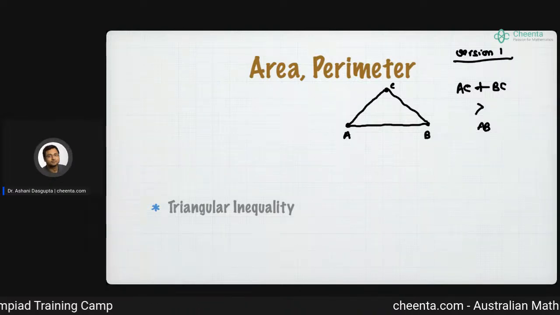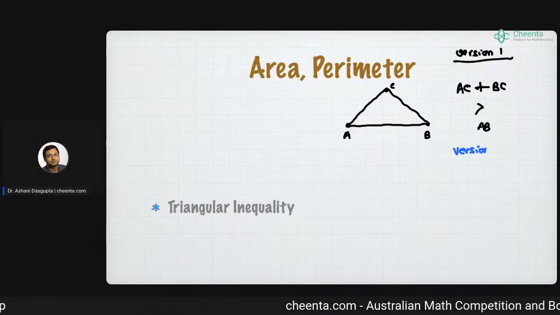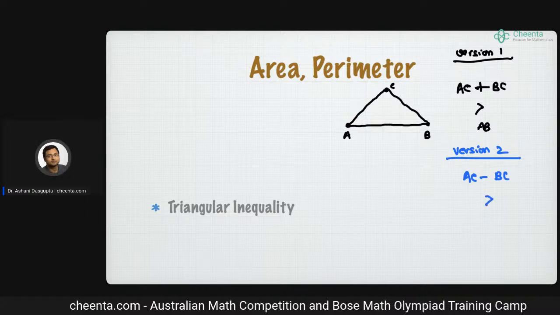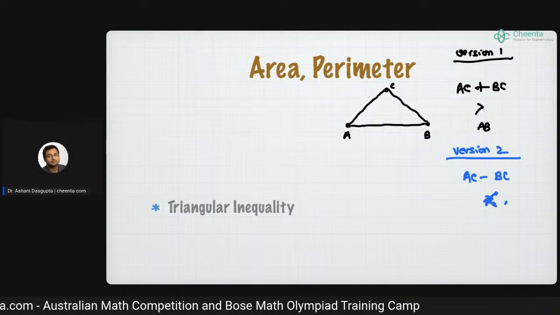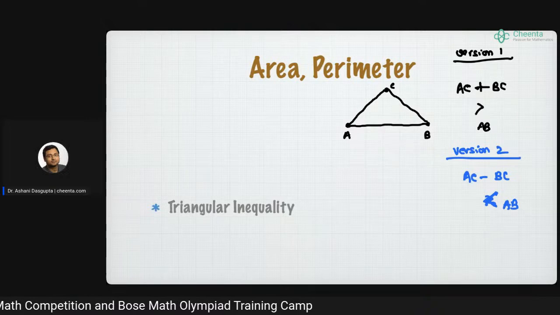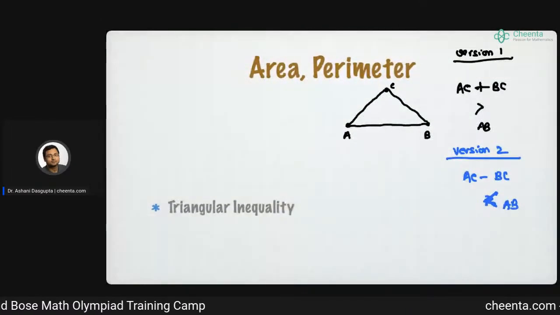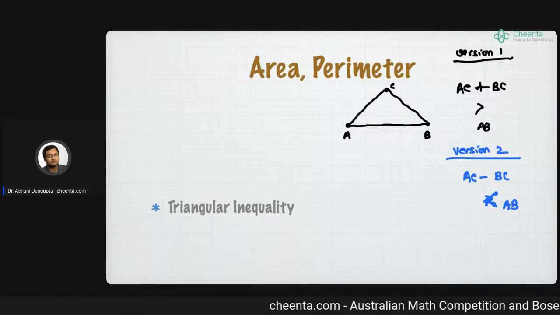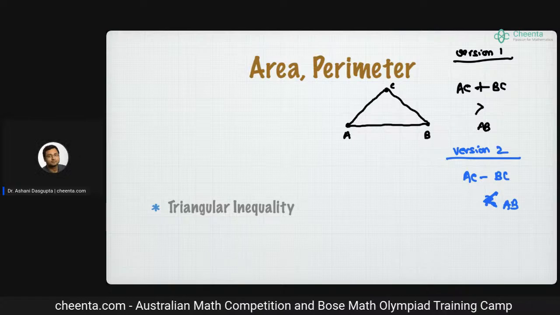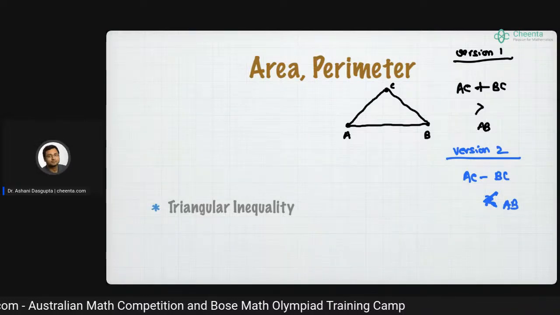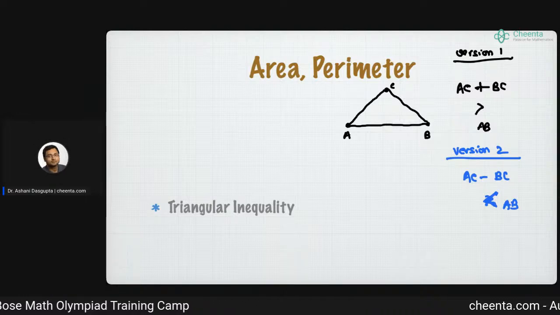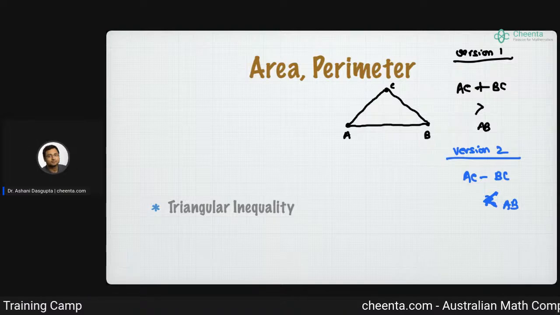There is a version 2, which I think is equally important: the difference of two sides is less than the third side. So the sum of two sides is greater than the third side, and the difference of two sides is less than the third side. There is a standard problem which utilizes this property. But first, I will tell you why the triangular inequality is true. It's actually nothing but the definition of a straight line.